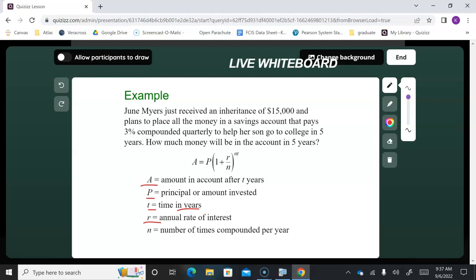R, annual rate of interest. They're going to give it to you as a percent. You need to write that percent as a decimal. You always have to write the percent as a decimal. So make sure you do that. For example, 3% as a decimal is what? 0.03.